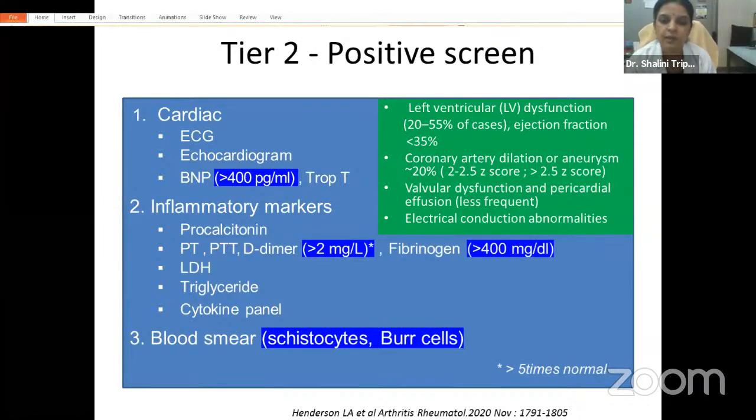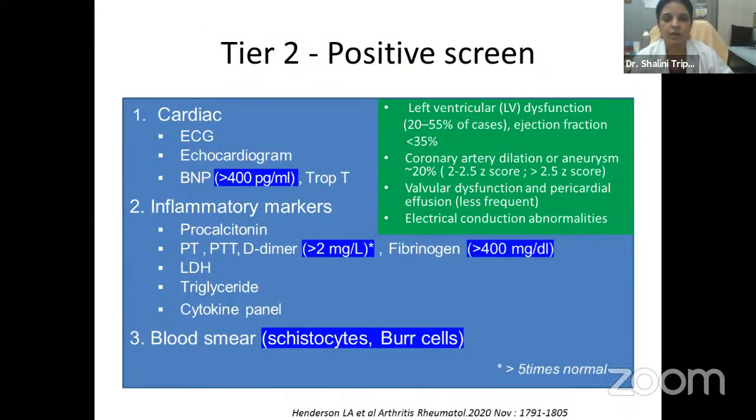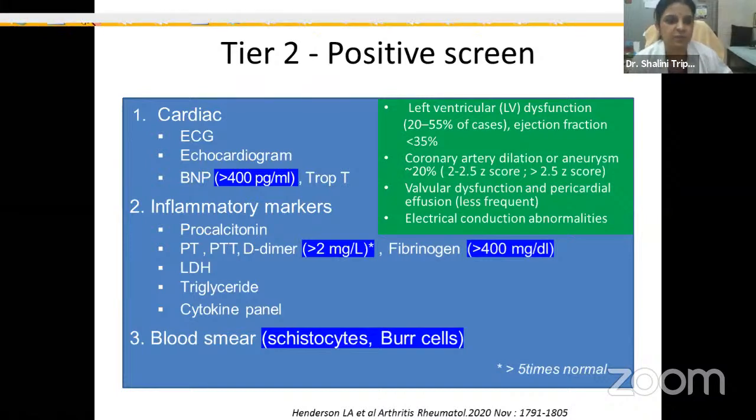Then we will be asking the cardiologist to look for valvular dysfunction and pericardial effusion, and for the EKG, we are trying to look for electrical conduction abnormalities. Pro-BNP in the pediatric age group, the cutoff is taken as more than 400 picogram per milliliter, and TROP-T will also be done. Any one of them, if it is raised, is indicative of myocardial dysfunction.